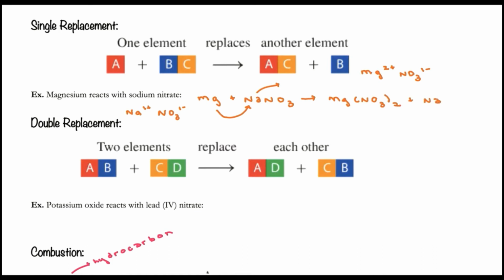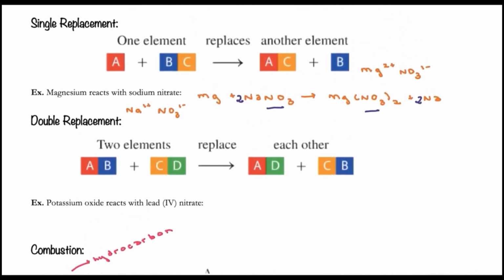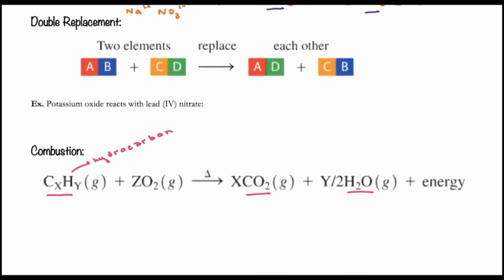Okay? Now I need to balance this reaction. So I've got one magnesium on my reactant side, one on my product side, one sodium, one sodium. I have one nitrate on my reactant side, but 2 on my product side. So I'm going to have to put a 2 in front of sodium nitrate and then a 2 in front of sodium. And I am balanced. So again, I don't expect you to be able to do that quite yet, but I do expect you to be able to recognize that magnesium, by going in and kicking sodium out, makes this a single replacement reaction.